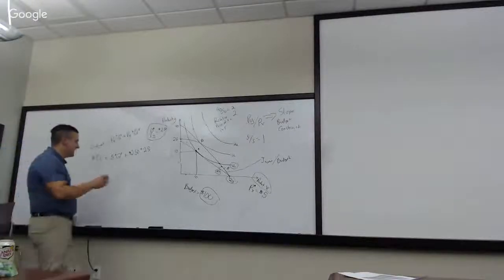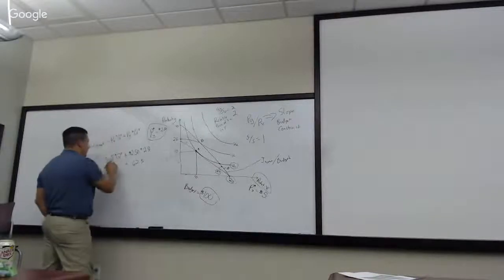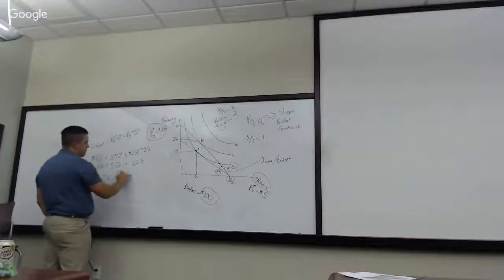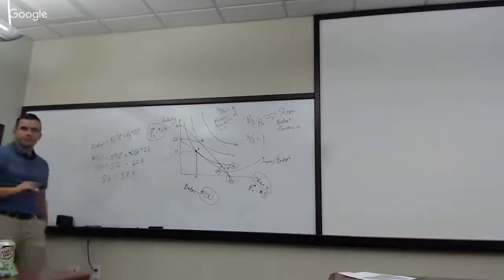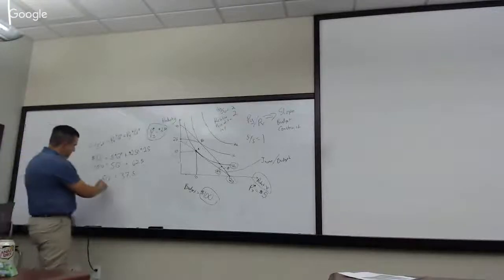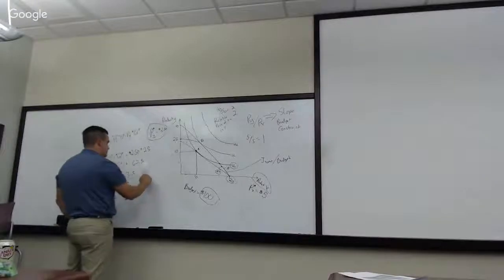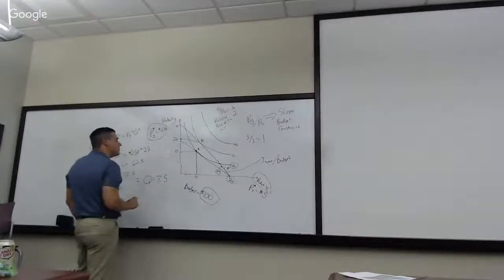62.5. Plus 5Q is equal to 100. You subtract over the 62.5, you get 5Q is equal to 37.5. Divide the whole equation by 5. Q is equal to 7.5.